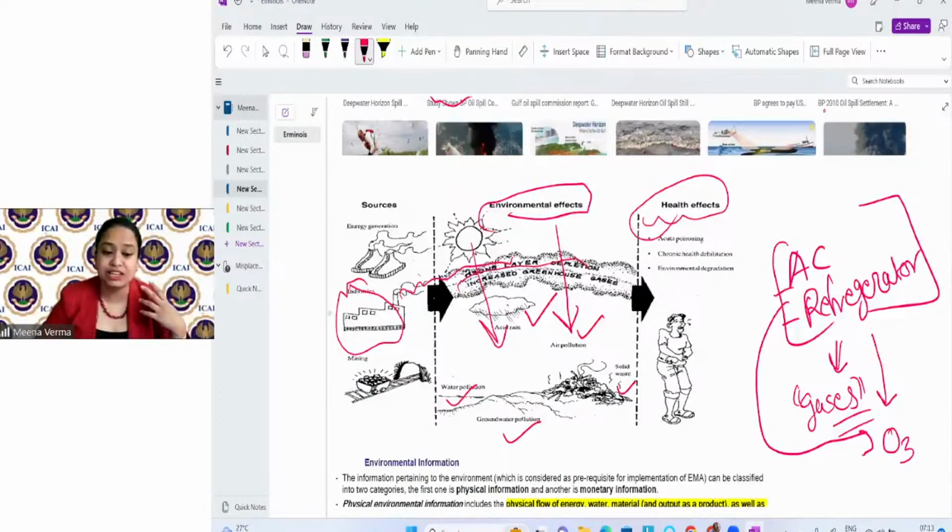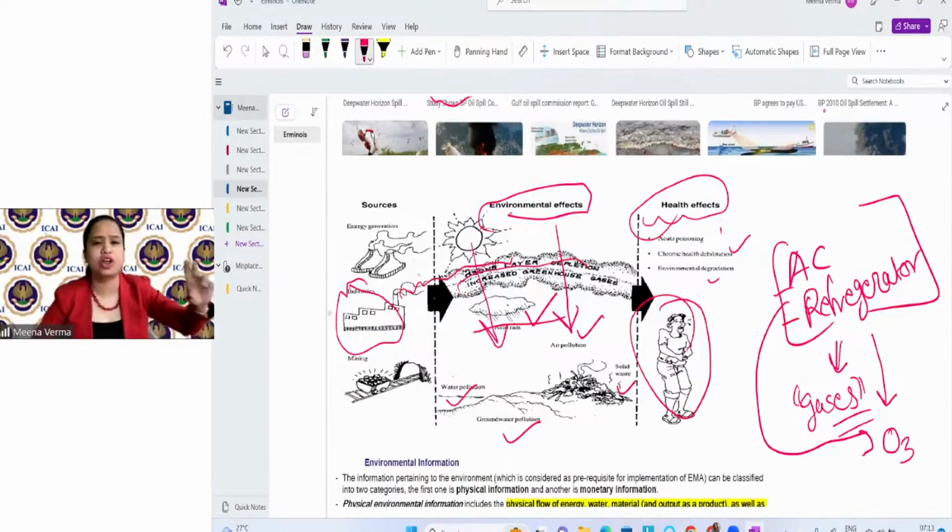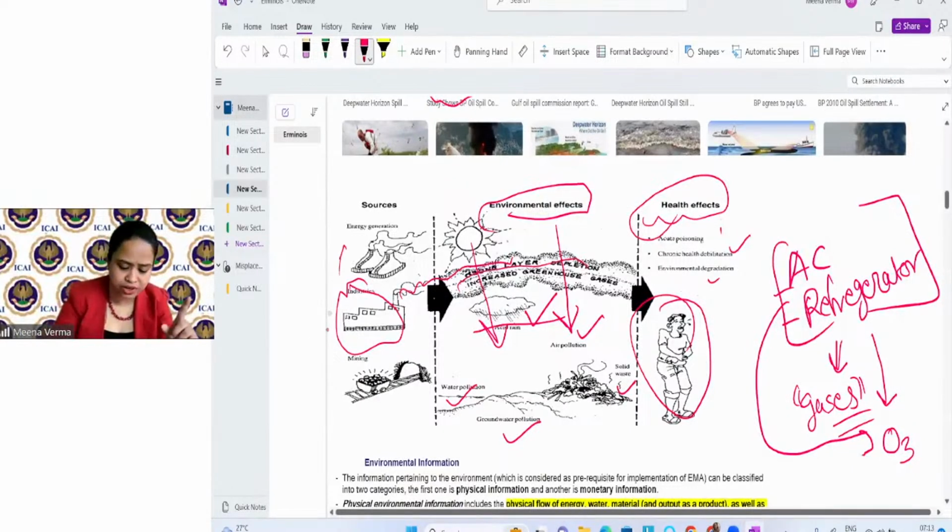Skin cancers, many harmful diseases, right? Chronic health diseases, environmental degradation. So many health problems happen due to damage of water, damage of air, damage of the ozone layer. So I hope you can understand. And now let me tell you one more thing.